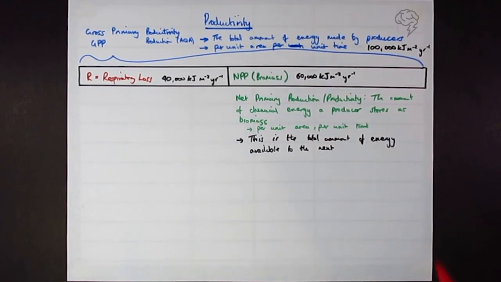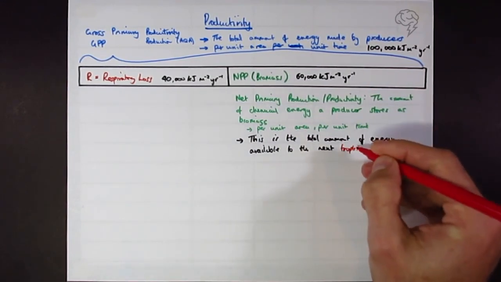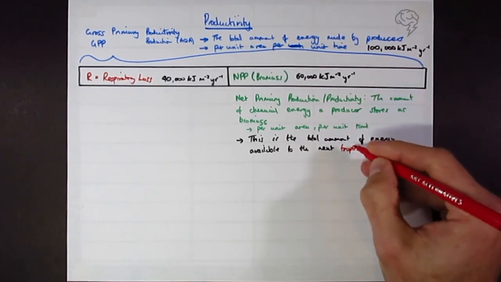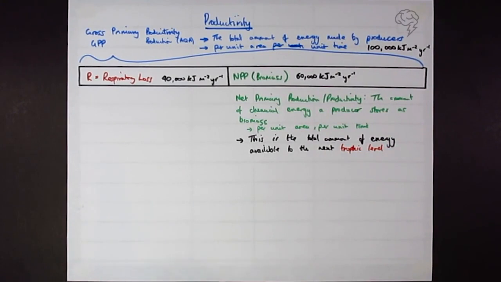I'm going to put trophic level in red. Troph means nutritional, basically. So autotrophs are self-nourishing. Trophic level means the next stage of the food chain.